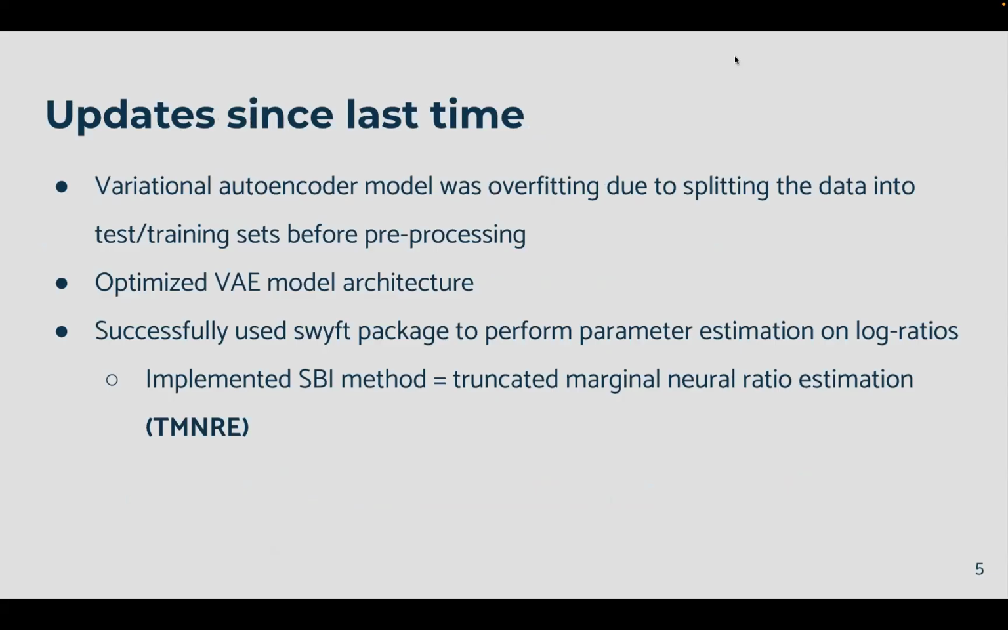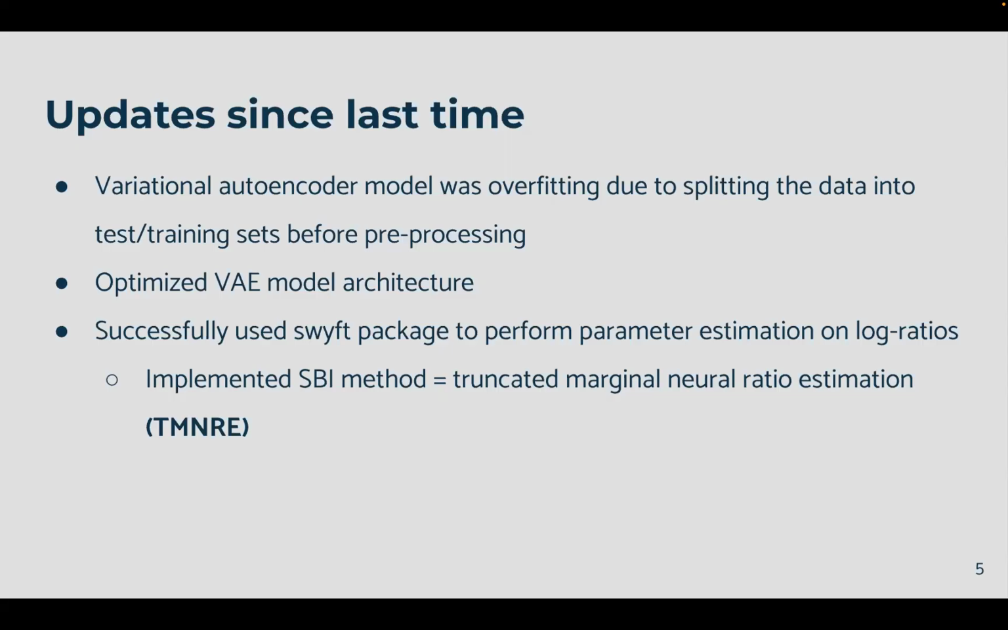Over this past semester, we've done a little bit of tuning and testing of our models. Specifically, we realized that our variational autoencoder model, which was our model for dimensionality reduction, was overfitting during our pre-processing, specifically due to the splitting of the data. So we slightly optimized it, and we'll go a little further into that in methodologies. We tuned our VAE model so that it was better able to recover the data.